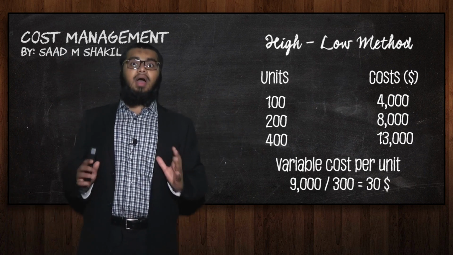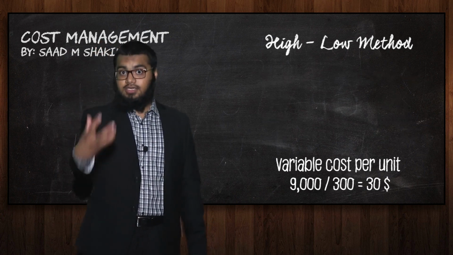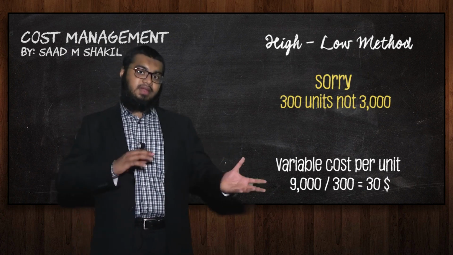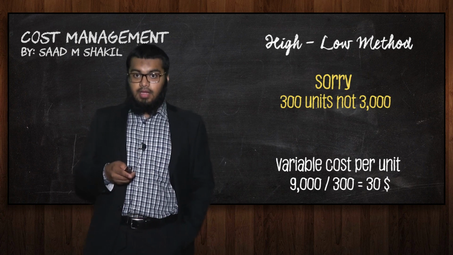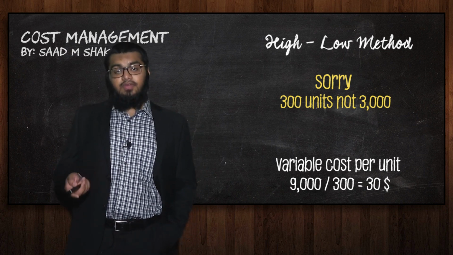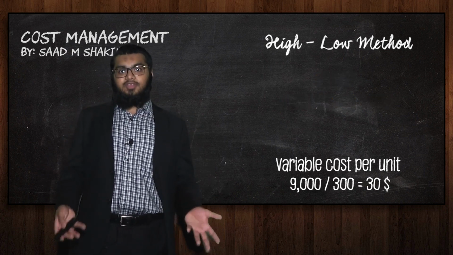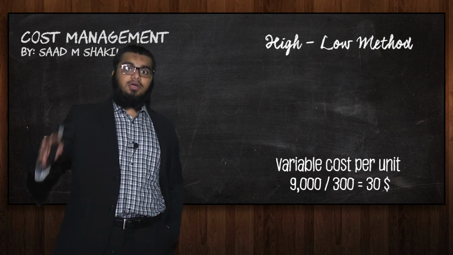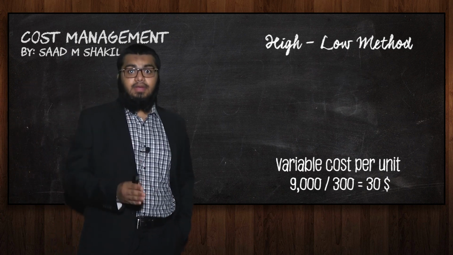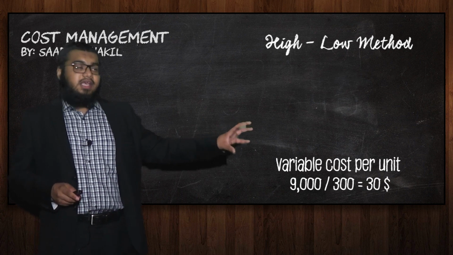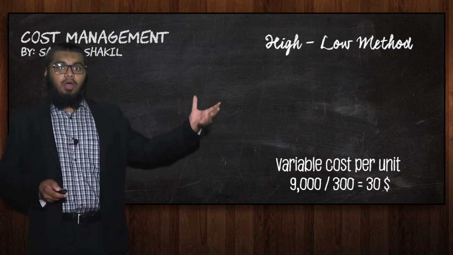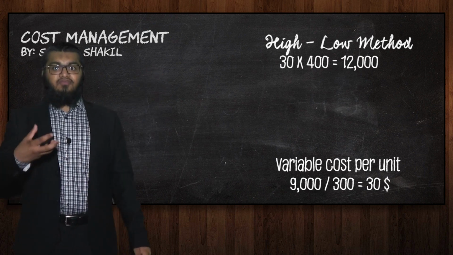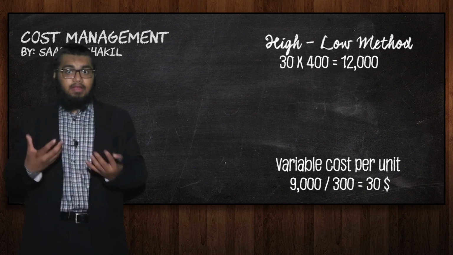So what we've done so far is we have calculated the variable cost of producing 1 unit, and if you multiply that with 300, it's going to give you 9,000, which is the variable cost for producing the additional 300 units, right? So we have the variable cost per unit, which is 30. Why we need this is so that we can check it with other numbers. So you can use this $30 of variable cost per unit and multiply it with 400 units.